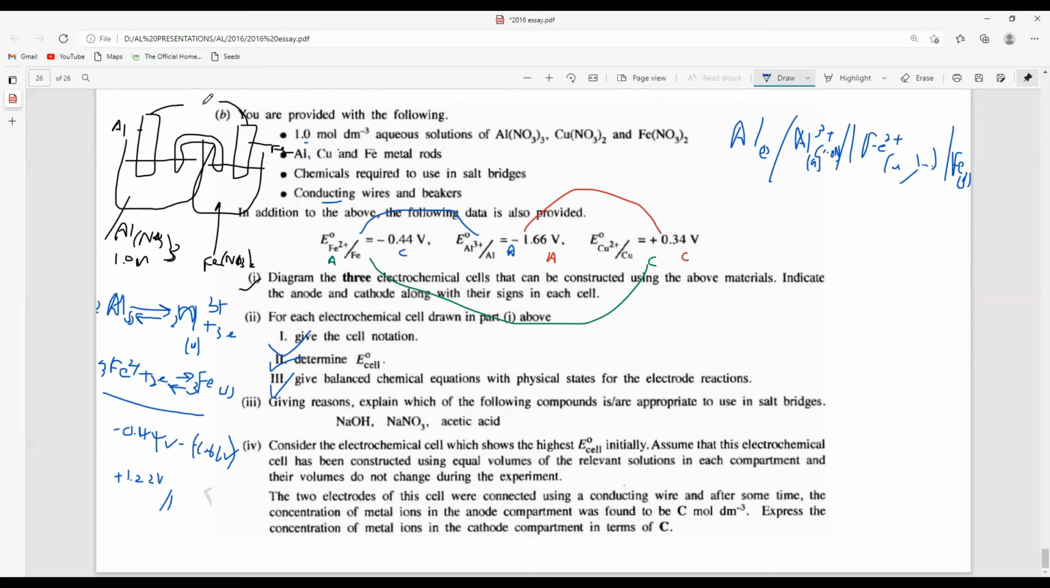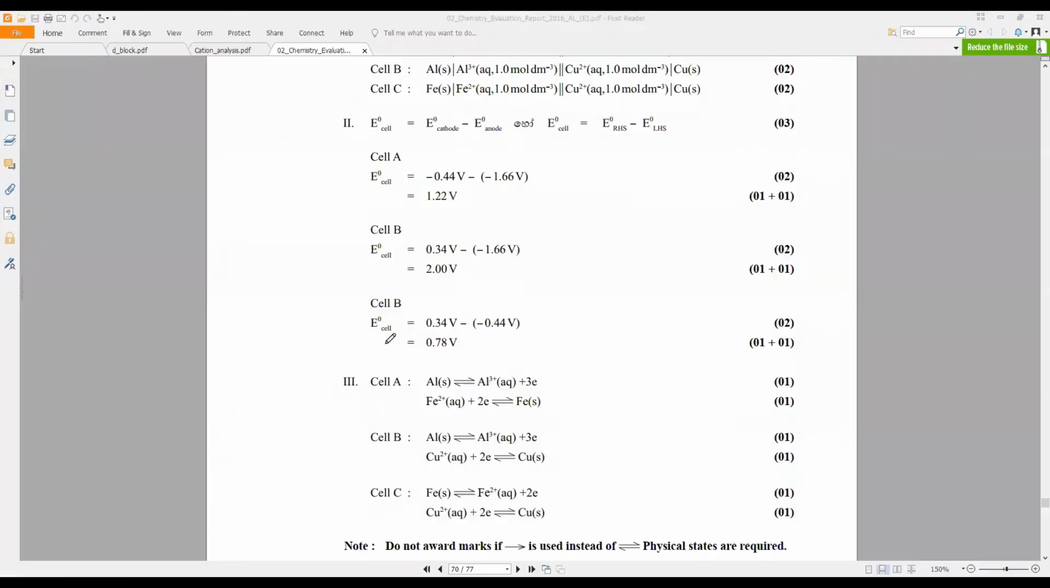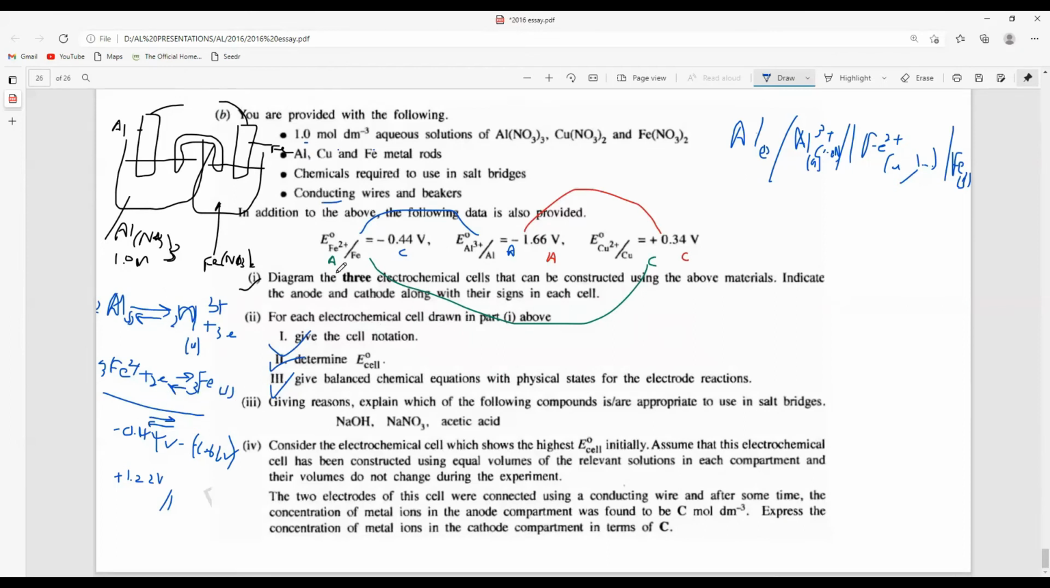So therefore, you cannot write down a single anode reaction, cathode reaction. You have to write all the anode, cathode, and the overall reaction as reversible reactions. That is the important thing here. Even you don't have to write down the overall, they have just asked for the electrode reaction, so you can write down the anode and cathode. That's fine. Giving reason, explain which of the following compounds are appropriate to use in salt bridges. But don't forget, you have to do all these steps for these 3 electrochemical cells.